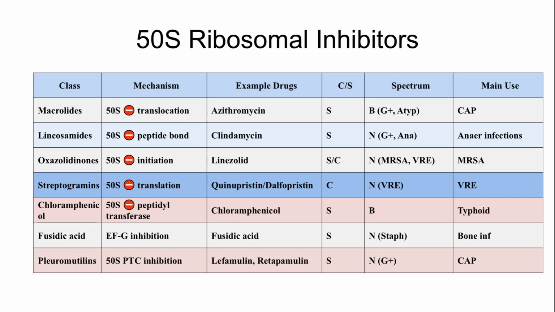So if you summarize this whole table in one line, all these drugs target the 50S ribosome, but each blocks a different step: initiation, elongation, peptide bond formation, or translocation, and that determines their clinical use.